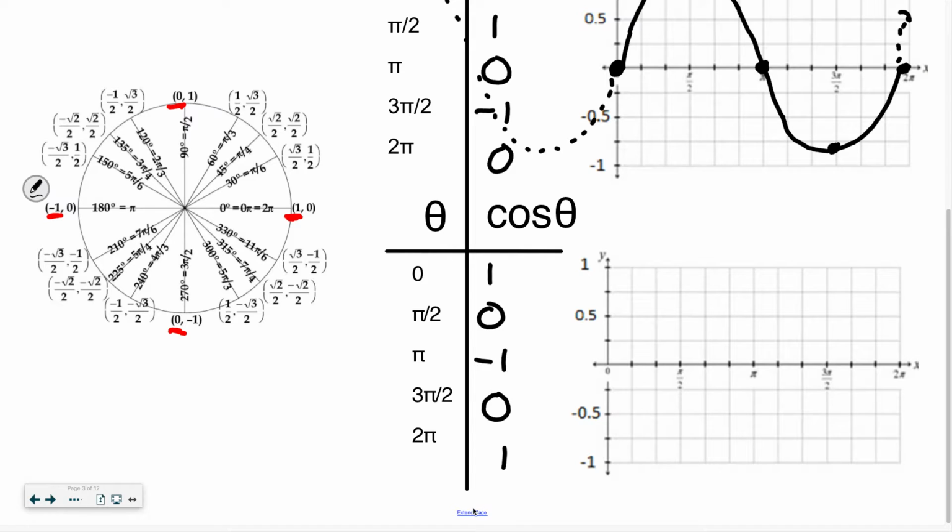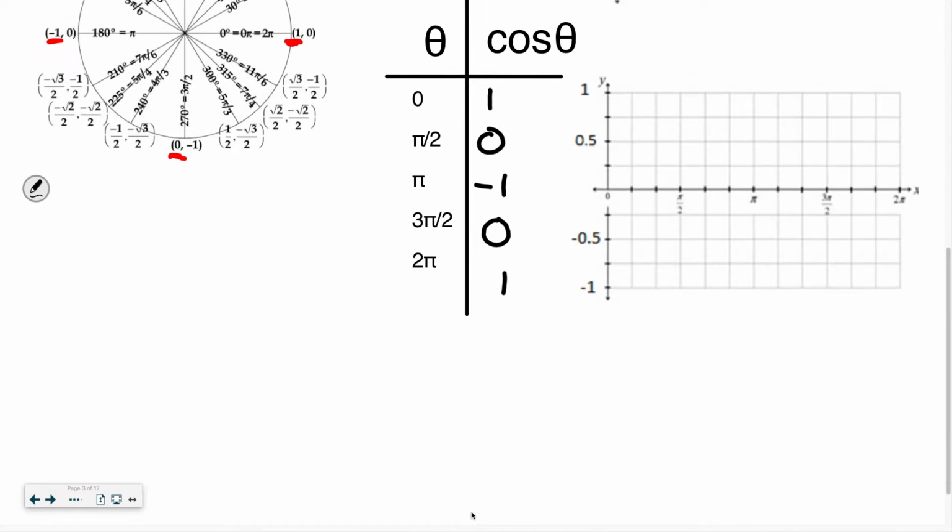When you plot that first point, 0, 1, you're going to go 0 left or right and 1 up. So you don't start at the origin, you start at your maximum. And then pi halves is going to be at 0, pi is at negative 1, back to 0, and up to 1.